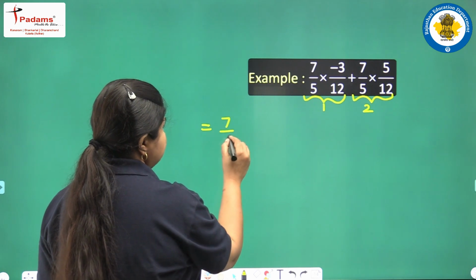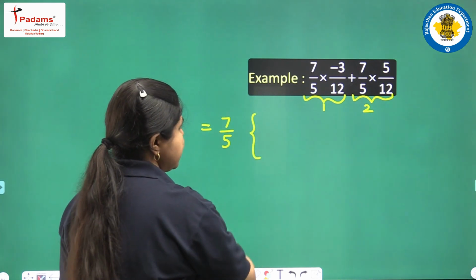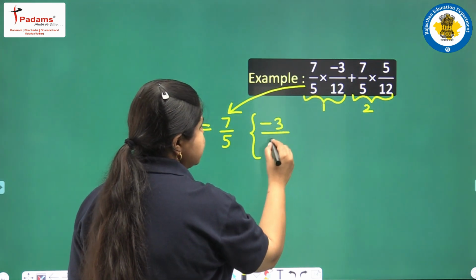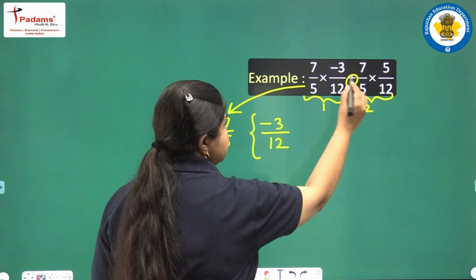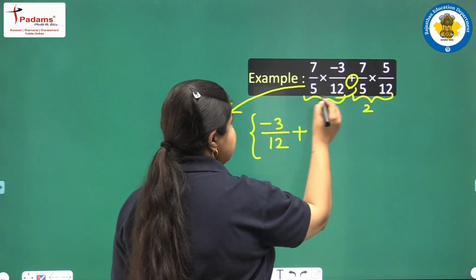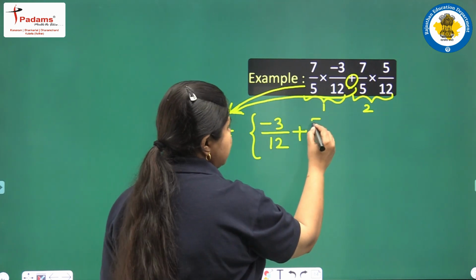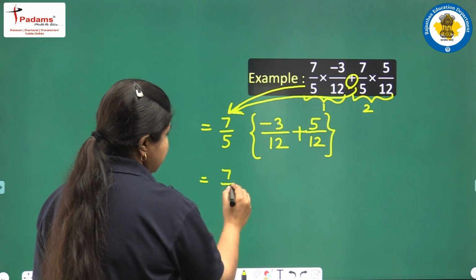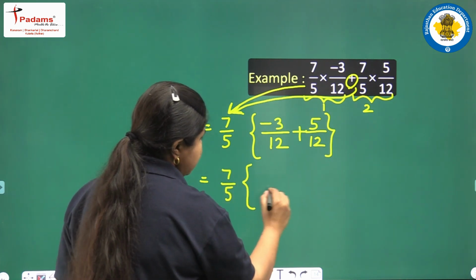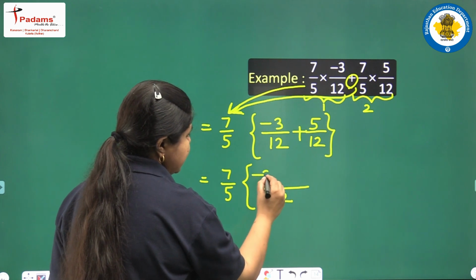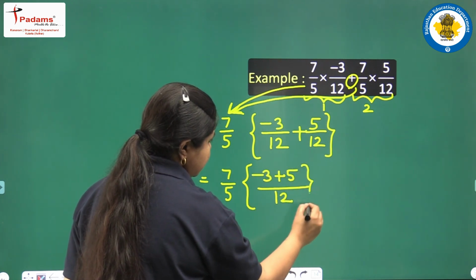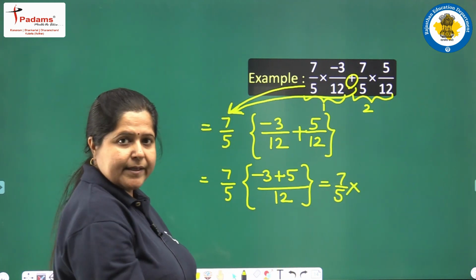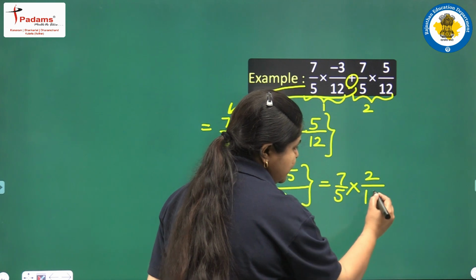We can take 7 by 5 out, and what are we left with inside? 7 by 5 is outside, minus 3 by 12 will be inside. Then there is plus, so plus. Again this 7 by 5 is outside and 5 by 12 is left inside. 7 by 5, 12 will be the denominator, minus 3 plus 5. This will be 7 by 5 into 5 minus 3 is 2 upon 12.